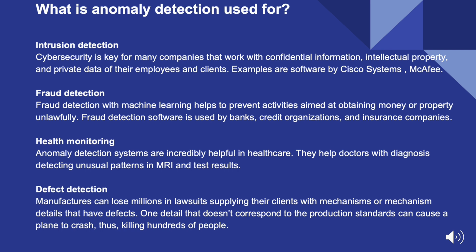Health monitoring. Anomaly detection systems are incredibly helpful in health care. They help doctors with diagnosis, detecting unusual patterns in MRI and test results. Usually, neural networks that have been trained on thousands of examples are applied here, and sometimes they give a more accurate diagnosis than doctors with 20 years of experience.